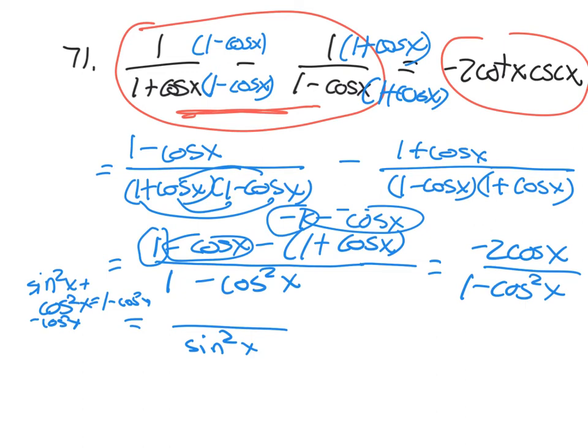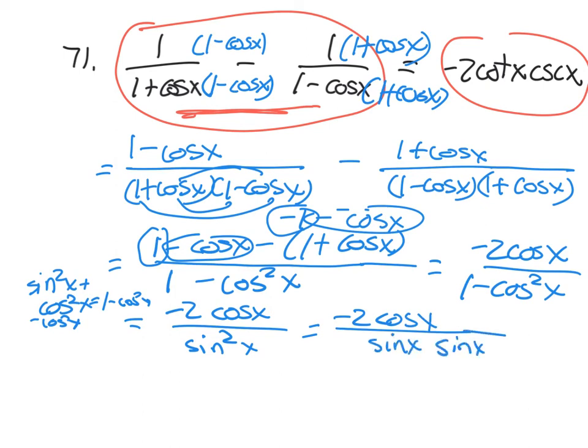And now I want to see if I can rewrite this or reduce it if I can get negative 2 cotan cosecant. What I like is I do have a negative 2 already. And now my numerator is negative 2 cosine and my denominator is sine squared. So let's write that as negative 2 cosine over sine times sine. And if we look at that a little bit, cosine over sine is cotan. And 1 over sine is cosecant. So that's actually cotan times cosecant times the negative 2. So we have proven this identity true.